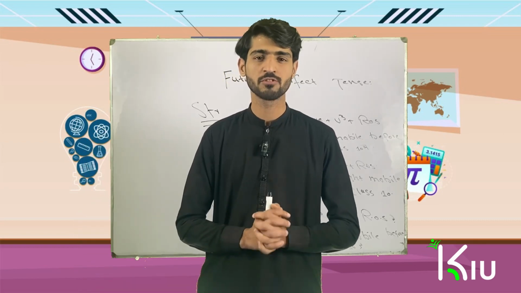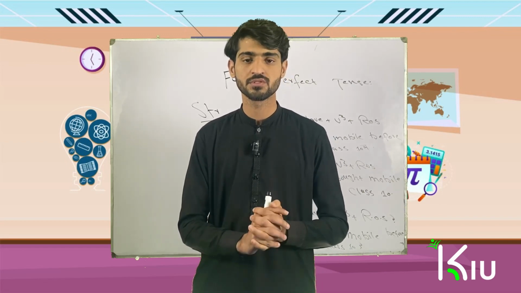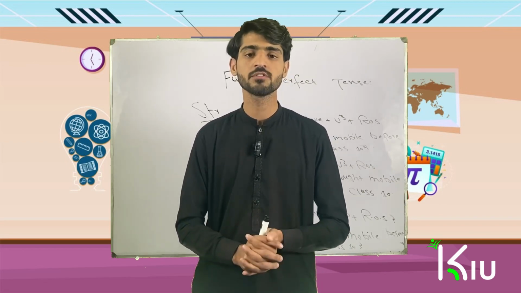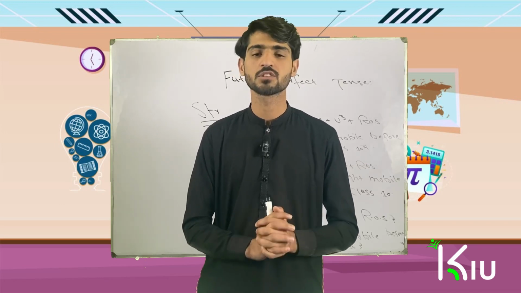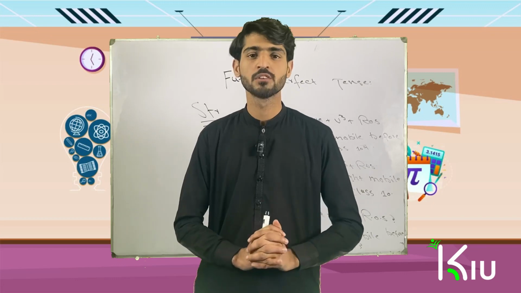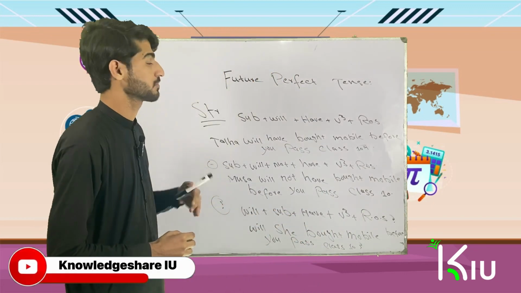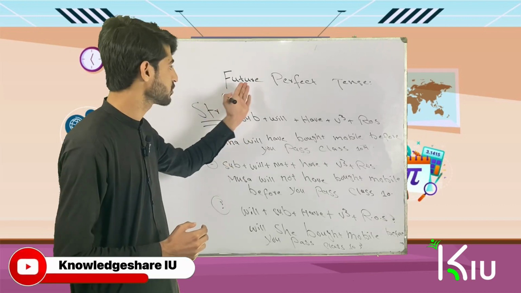Now the second action is in simple present tense, and the first action will be in future perfect tense. Now finally, we are going to talk about the structure of future perfect tense, how we will make positive, negative and interrogative sentences using future perfect tense. So first of all, let's get ahead with the positive structure. How will we make sentences while using future perfect tense?